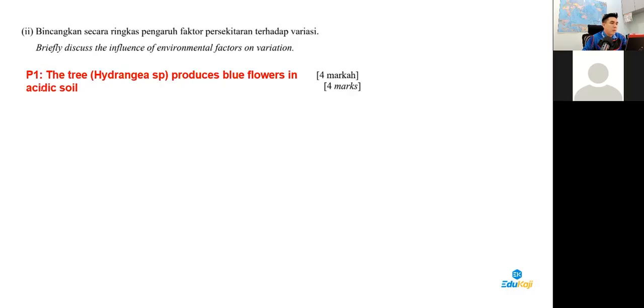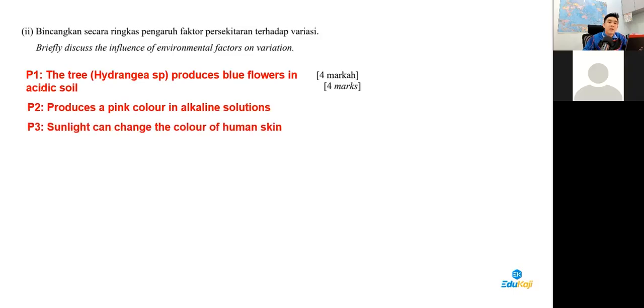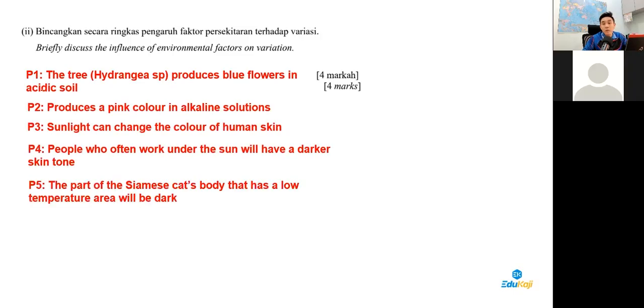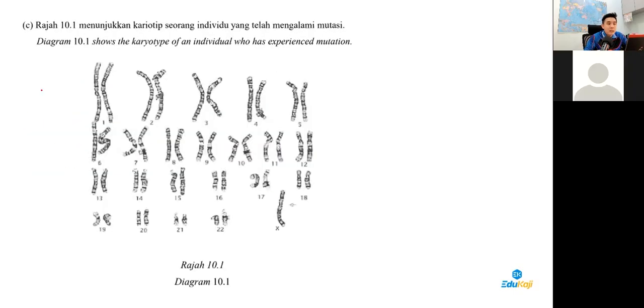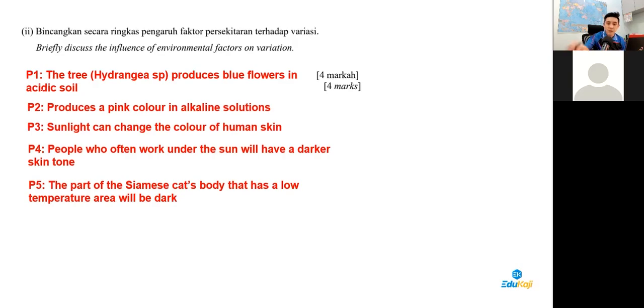Tree produces blue flowers in acidic soil. Okay, pink color in alkaline solution. Sunlight, if you work in office, your skin is fairer. Okay, so stuff like that. Okay, so guys, you can just pause and copy. I'll move on to the next one.